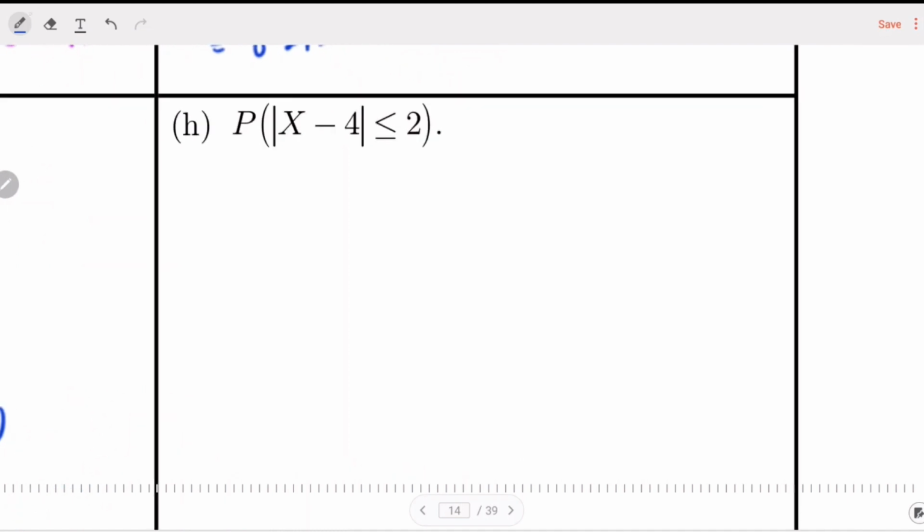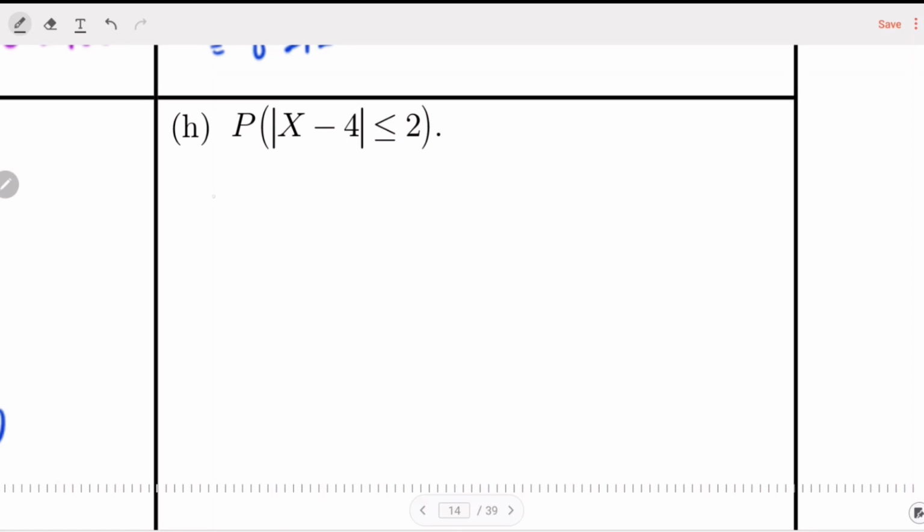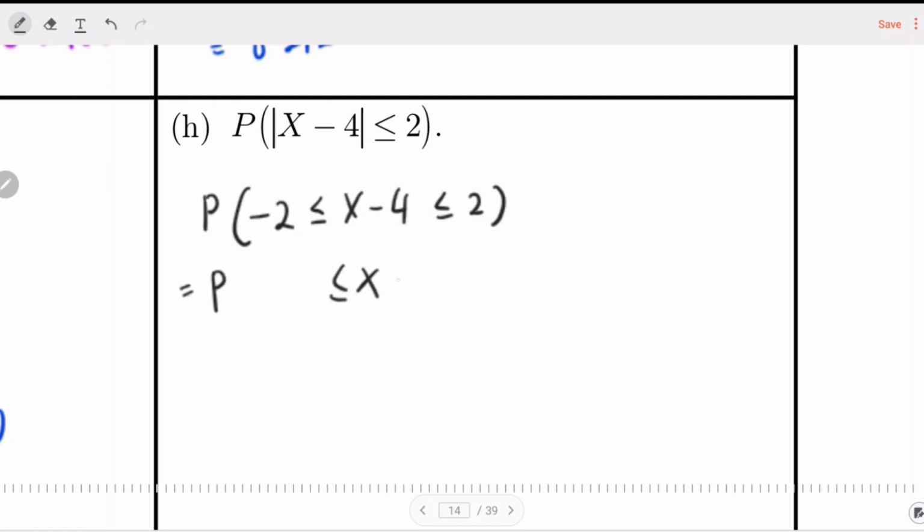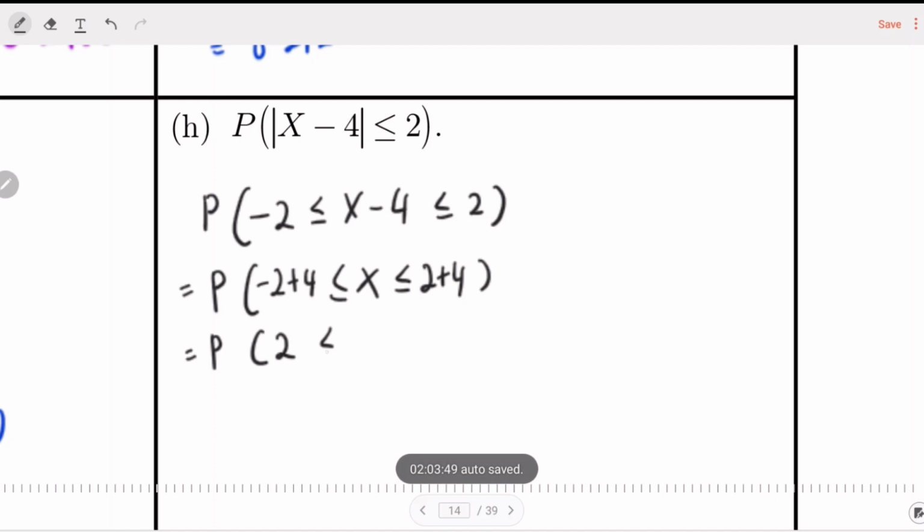Next, H, we're given modulus. So we need to decode it first, separate it into 2. We're going to have one of the values negative and the other one positive. And then rearrange until we have X in the middle. So -2 plus 4 and also 2 plus 4. So 2 less than equal to X less than equal to 6.